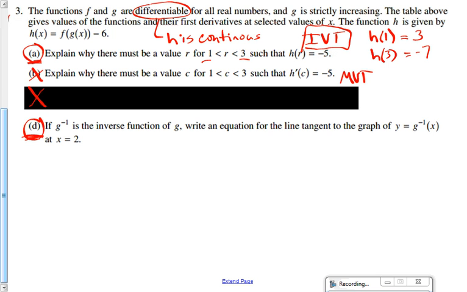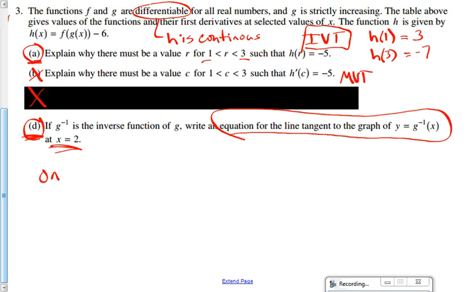We want an equation for the line tangent to the inverse at x equals 2. So, we're given x equals 2. So, on G inverse, there is a point 2, comma something. Good? Knowing that's an inverse, I think it's really worth your time every time you are given an inverse to invert it and make the other statement.